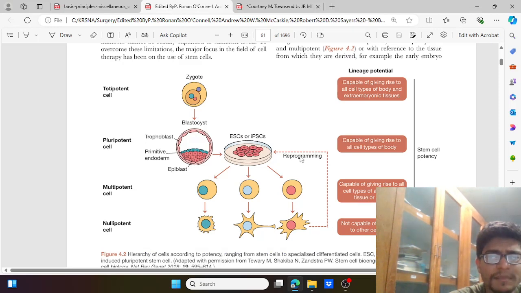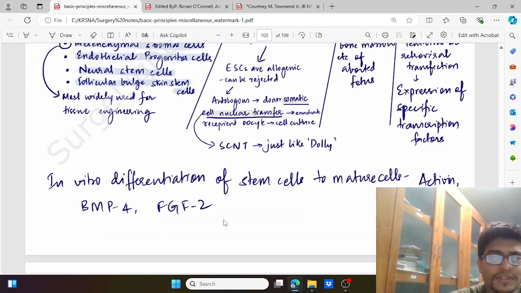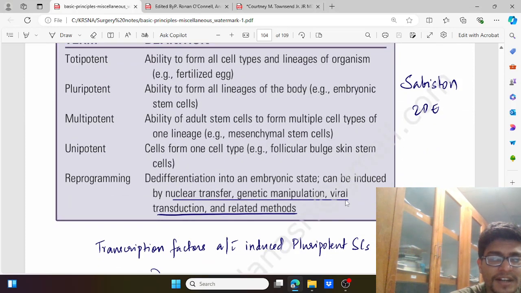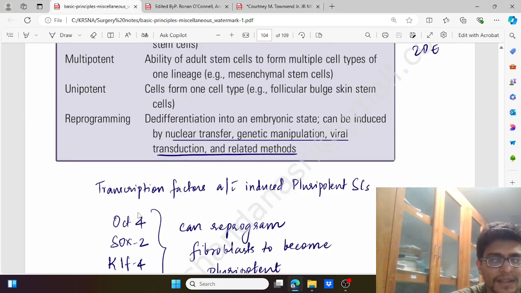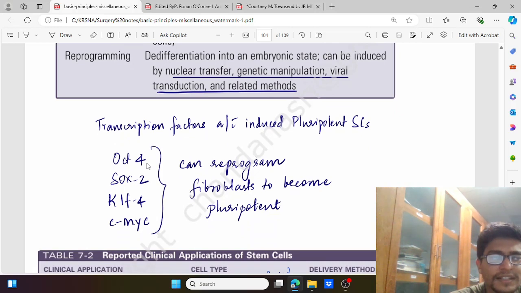And if they have been reprogrammed, these nullipotent cells can be converted to pluripotent stem cells. And how does this happen? De-differentiation into the embryonic state can be induced by nuclear transfer, as we have seen, somatic cell nuclear transfer, that is SCNT, or genetic manipulation, viral transduction, and other methods. Transcription factors which are associated with induced pluripotent stem cells are OCT4, SOX2, KLF4, and c-MYC. These can reprogram fibroblasts to become pluripotent.